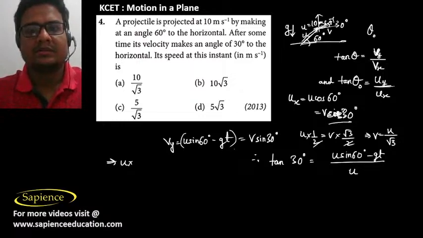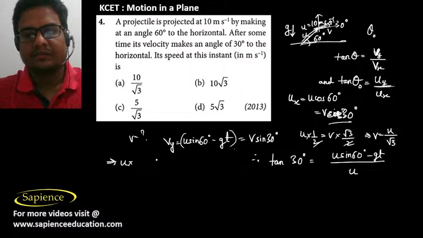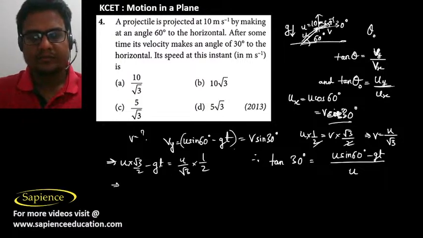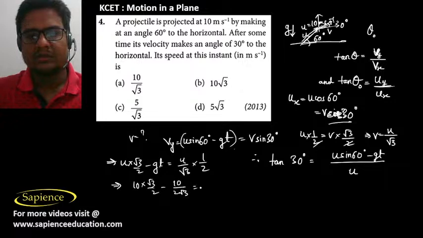Speed at this instant. So here only V has been asked. Okay, so we use sine 60, which is root 3 by 2, minus GT, that is equal to V, which is U by root 3 into sine 30, that is 1 by 2. So therefore U, that is 10 into root 3 by 2 minus 10 into 2 root 3, that is equal to GT.